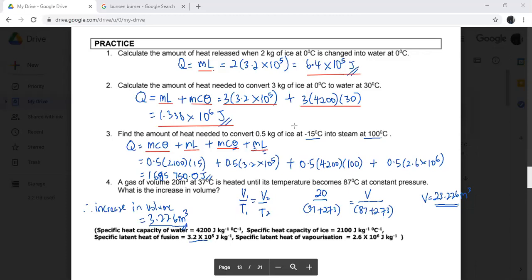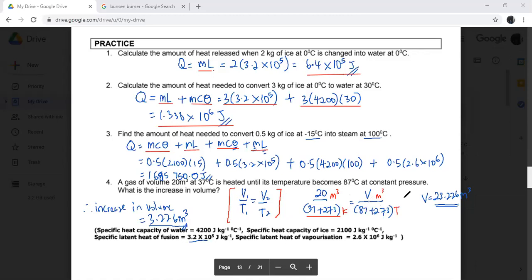Okay, and then number 4, this is actually volume against temperature. So it should be V1 over T1 equals V2 over T2. So you get the whole idea, okay? Initial volume 20, initial temperature 37. So 37 you must change to Kelvin. The volume is in meter cube, but the temperature must be changed to Kelvin, all right? What is the name of this law? Charles law. Charles law. All right, thank you.